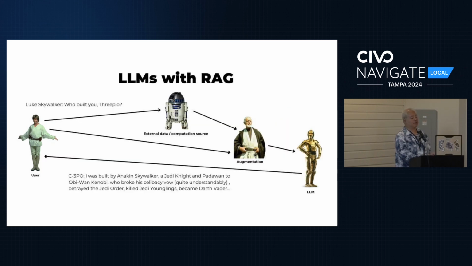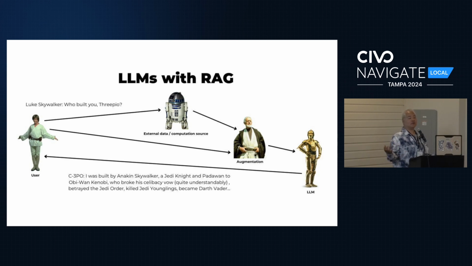Now, LLMs with RAG do a slightly different thing, where there is a bit of an intermediary between the LLM and the user. And that intermediary, of course, is some source of external data or computation, combined with the user's own question, gets augmented through an augmentation system represented by Obi-Wan Kenobi there. Then the message gets sent to the LLM, and the LLM produces a more accurate, if somewhat disturbing, answer.